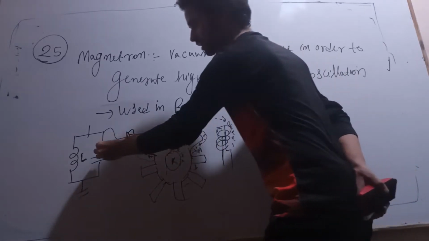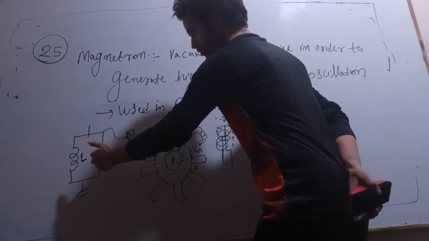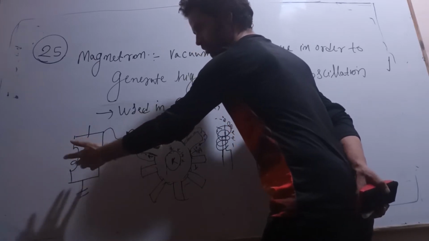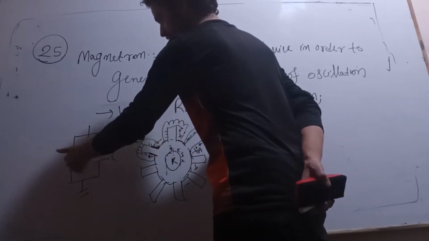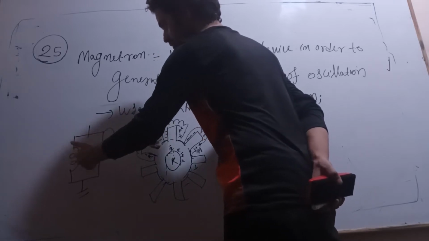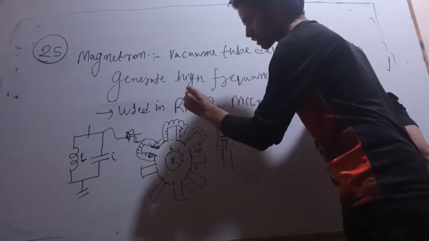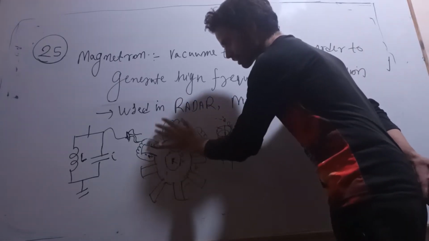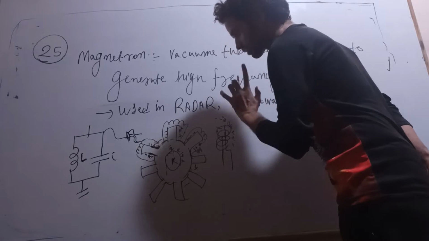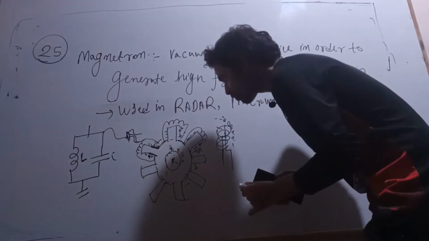Like here, with capacitor and inductor, there is also energy transfer. Energy transformation is taking place between inductor and capacitor. Like here, if you see the anode and cathode, there is an energy transformation occurring. So let us see how it is.